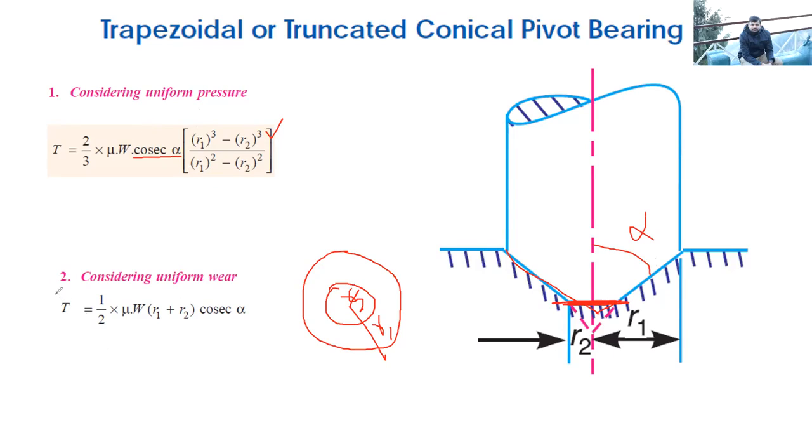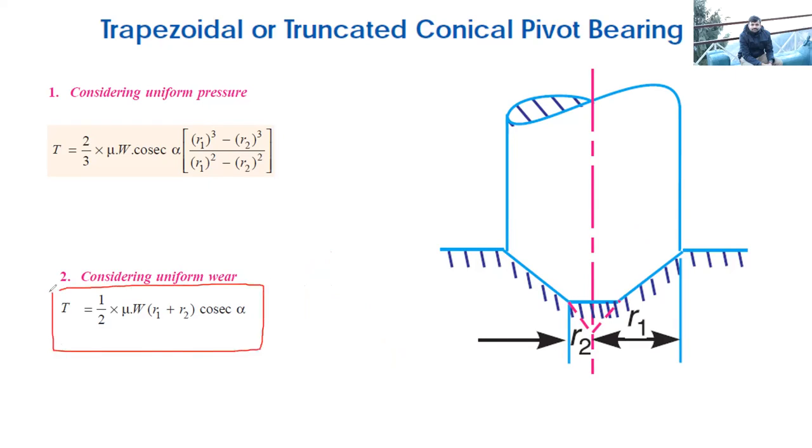And again, according to uniform wear theory, this frictional torque would be 1 by 2 mu into W into R effective multiplied by cosec alpha. And that R effective will be R1 plus R2 by 2. Okay. So if you have studied thoroughly the flat thrust bearing, that is collar bearing, and conical pivot bearing, then you can easily write the expression for torque using uniform pressure theory and uniform wear theory. Okay, so it is very straightforward.